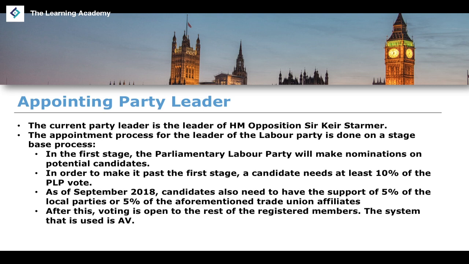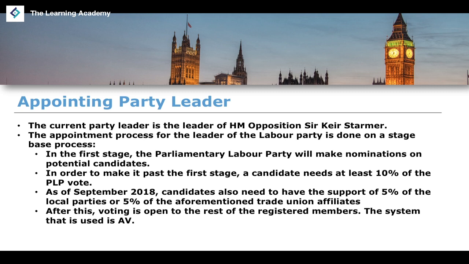And then once we get past this next stage and we have these particular votes, then voting is open to the rest of the registered members of the Labour Party. And they use the AV alternative vote election system or voting system that you should know about already from your study of elections. Now, one of the more controversial aspects of this particular voting system was when we look at the 2015 process of electing a new leader.